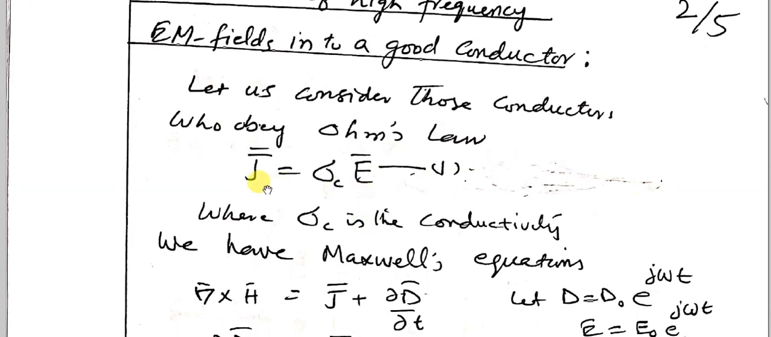This is the field form of Ohm's law: J is equal to sigma_c times E. We have already discussed how we get this relation, from V equal to IR, moving from the circuital Ohm's law to this field Ohm's law, the electromagnetic field form. So we have the current density J equal to sigma_c E, where sigma_c is the conductivity.